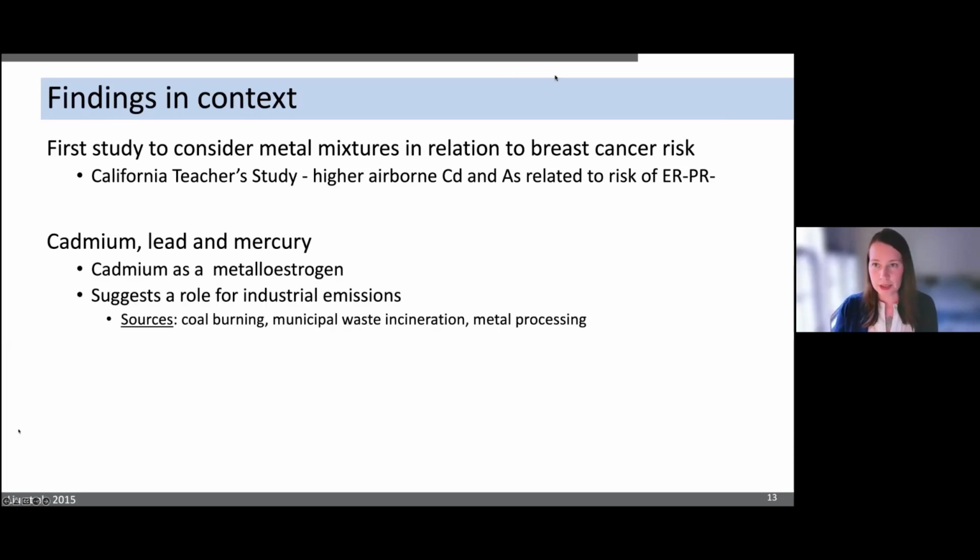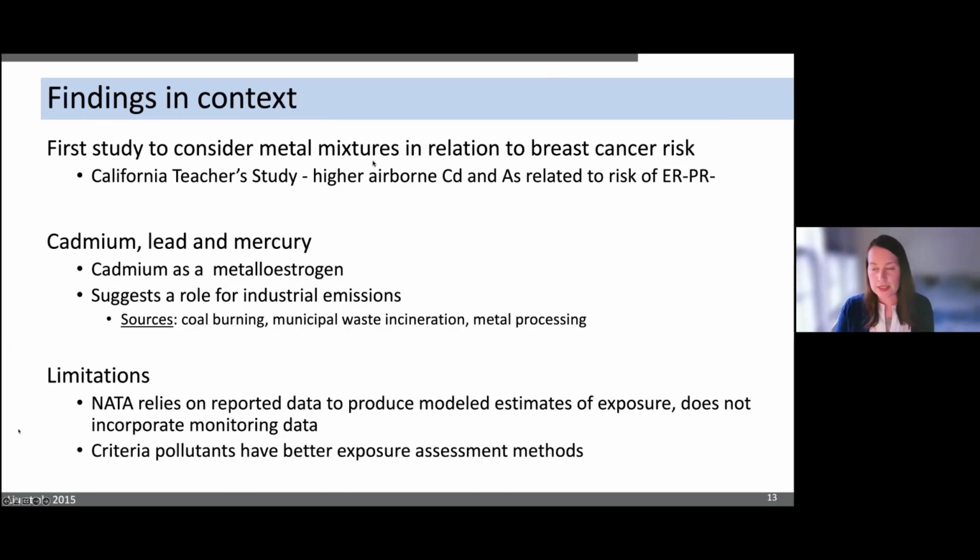So cadmium, lead, and mercury were the metals that showed up as these results. And it was interesting to see this. We know that in particular the evidence for cadmium is strongest compared to the other metals, that it has these endocrine disrupting capabilities. And also all three of these metals suggest a role for industrial emissions. They all have common sources, including coal burning, municipal waste incineration, and metal processing.